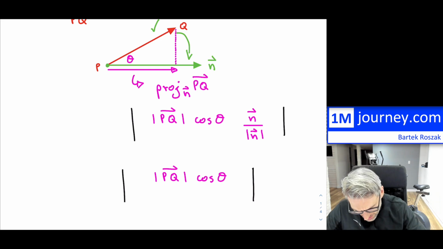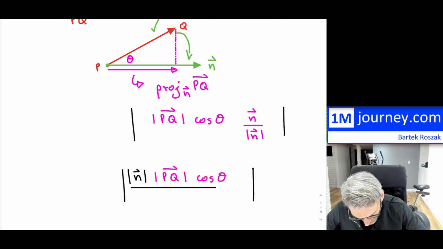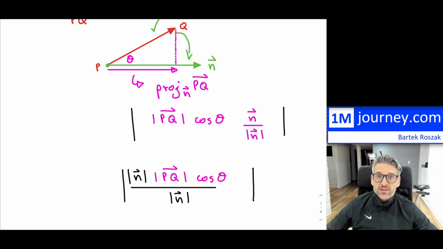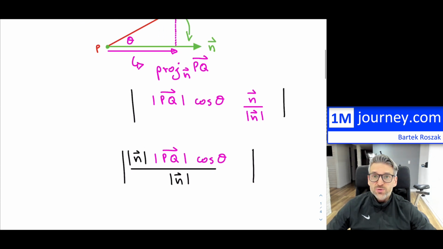Now I want to be able to find the actual magnitude of this on its own. Well, I can cheat a little bit. Not really, right? I can multiply this by the magnitude of this and divide it by the magnitude of my normal. This is exactly what we did in the projections, by the way. Now, the reason why I do that is just to make our life easier. So what we are now trying to do is find that actual distance, right?